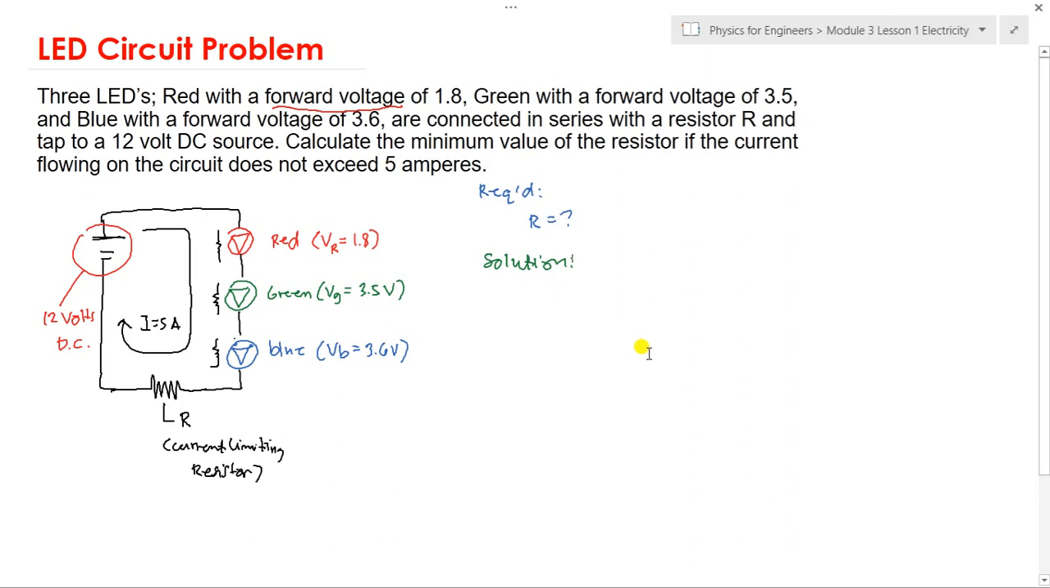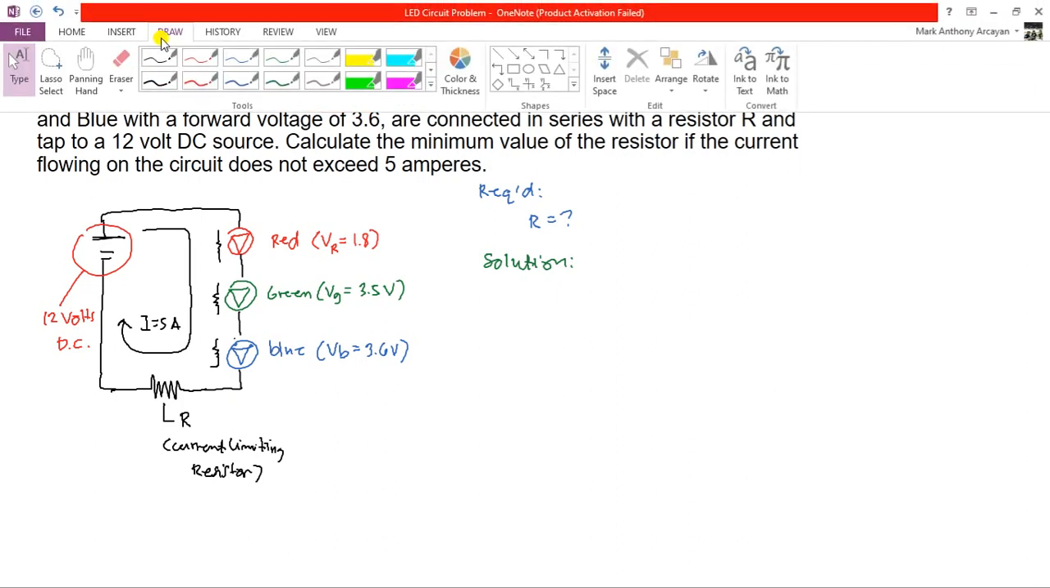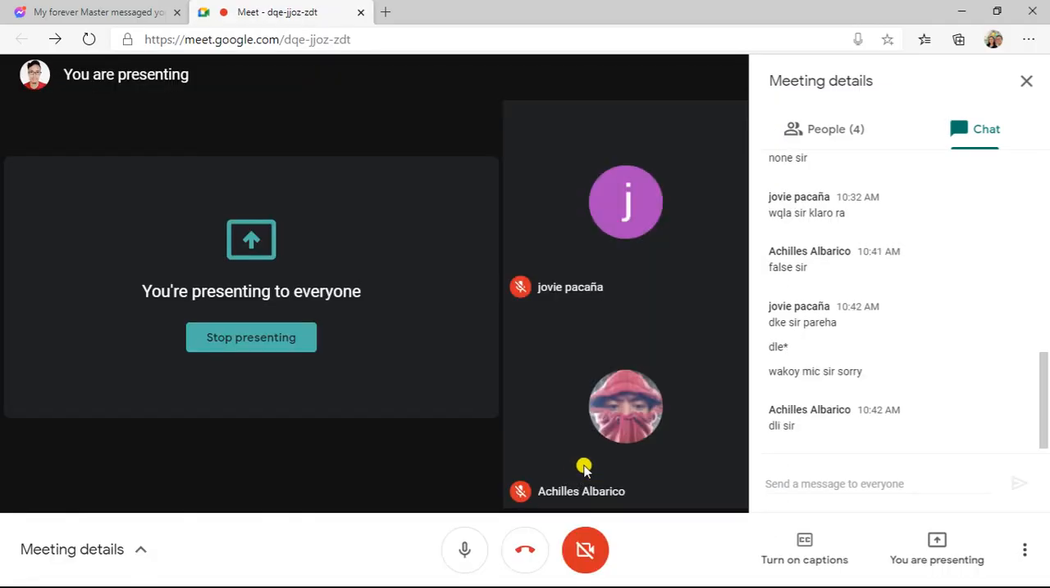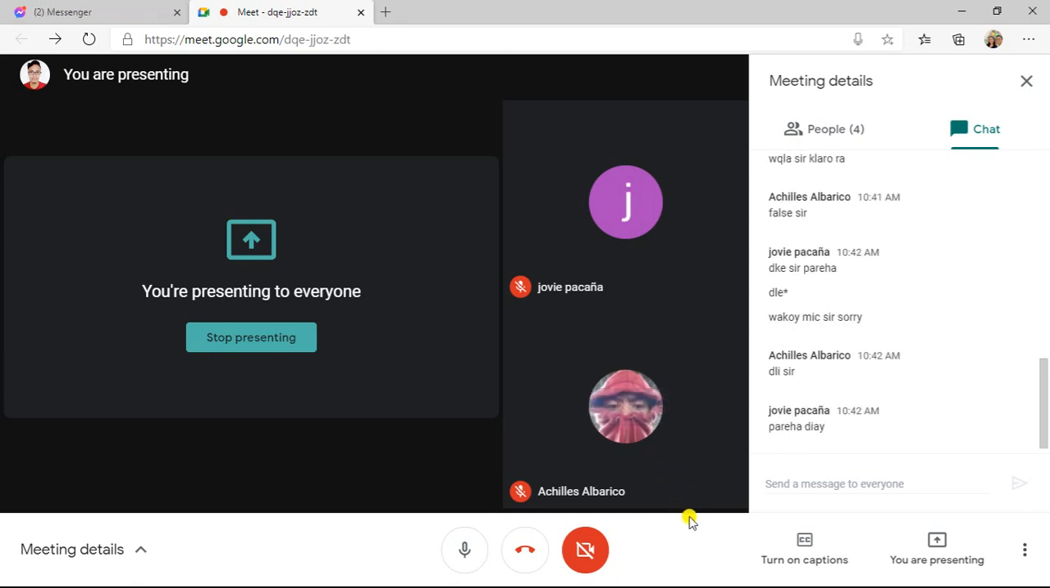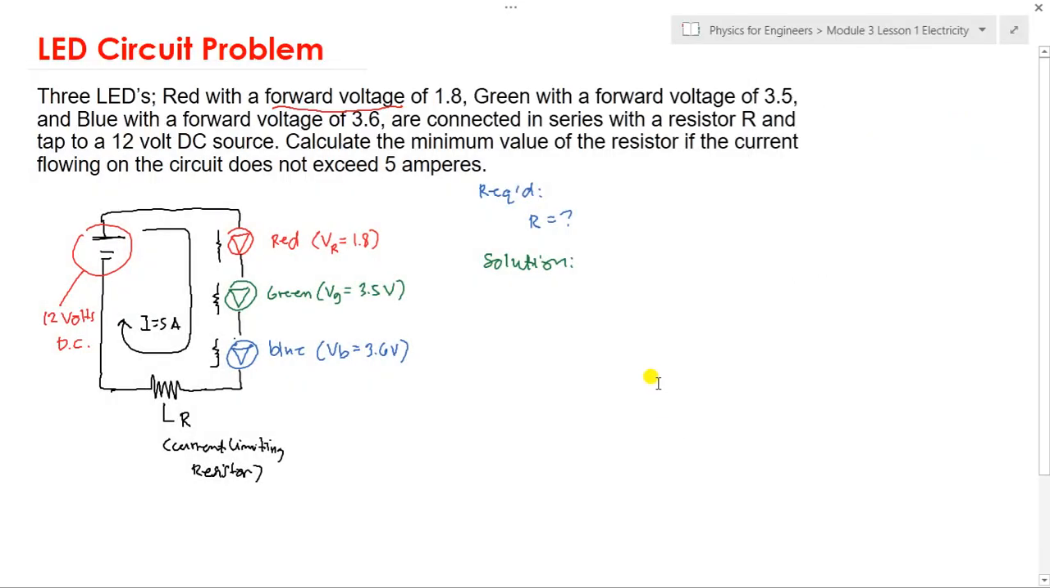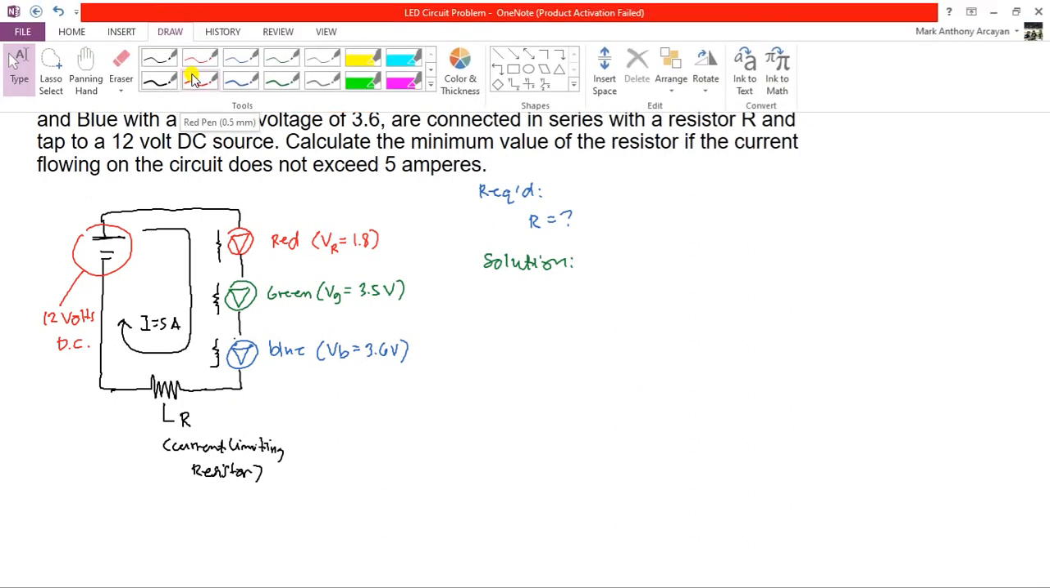So again, these are like a series connection, right? What is the current in a series connection? For a series, right? The red, green, blue and the resistor are in series. What is the current for a series circuit? So what is it? The same. Okay, the same. Again, don't forget: for a series connection, the current is the same.